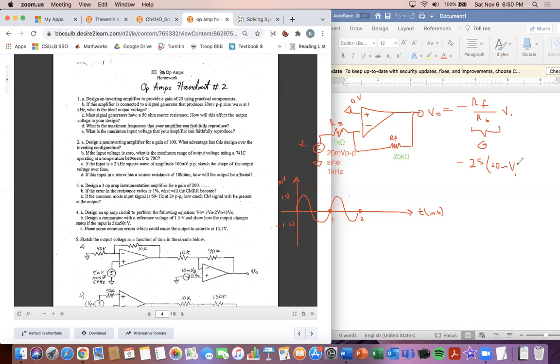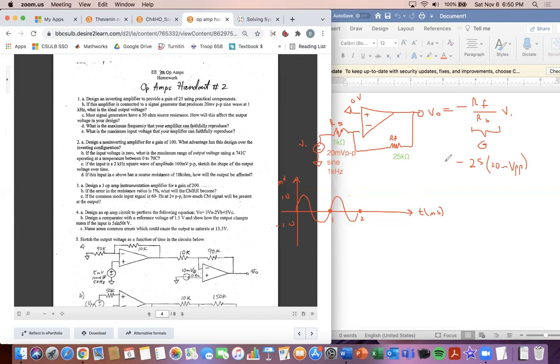Yo, Brian, what if it wasn't peak to peak? Would that make any difference? Like if it was just 20 millivolts? Yes. If it was like, let's say just 20 millivolts peak, that would mean you're going up 20 and you're going down 20. So it'd actually be 40 millivolts peak to peak.